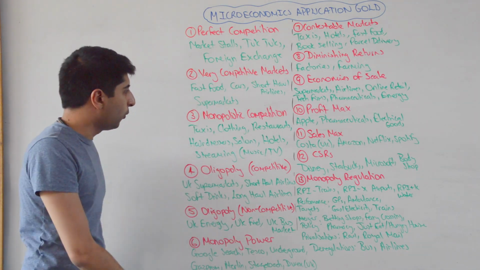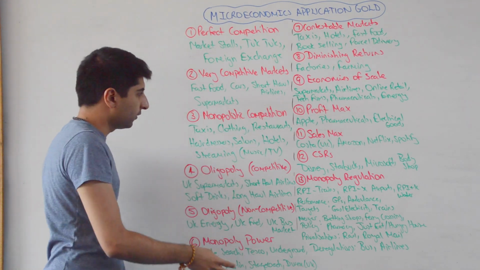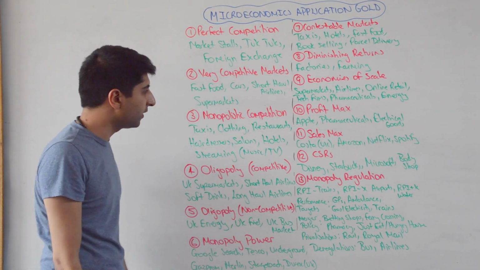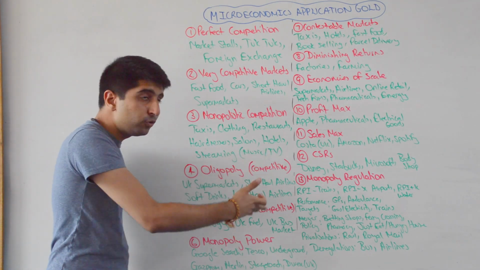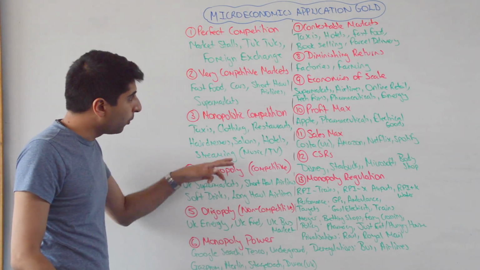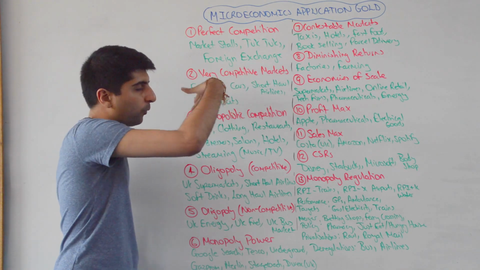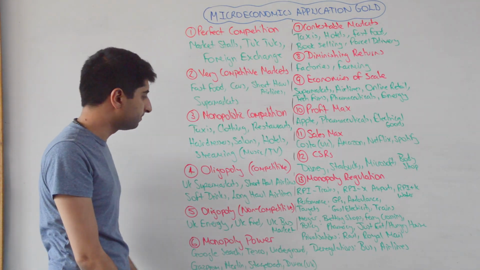Monopolistic competition, what examples do you have here? Taxis in the UK, clothing, restaurants. By restaurants, I don't mean like the fine dining ones, I mean like your chain restaurants, like Nando's, for example. Hairdressers, salons, hotels, streaming of music, streaming of TV, monopolistic competition for you to use. Whenever you're justifying whether something is monopolistic competition or whatever, you need to apply it to the characteristics. That's how you can justify the market structure.